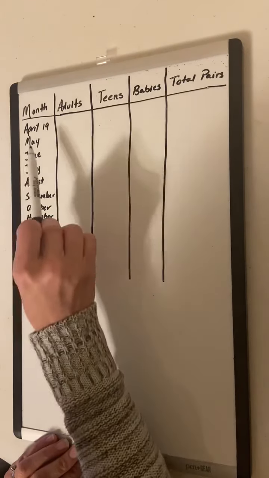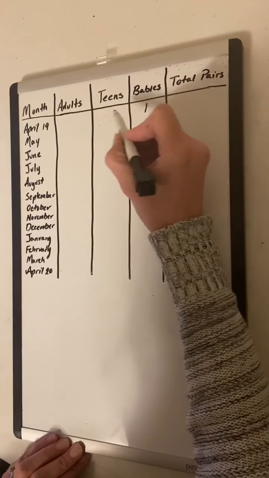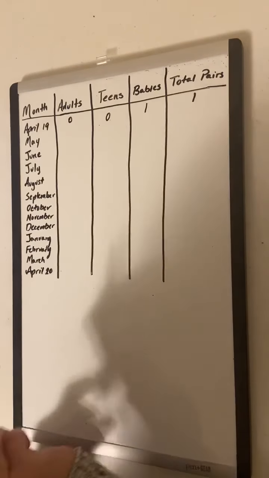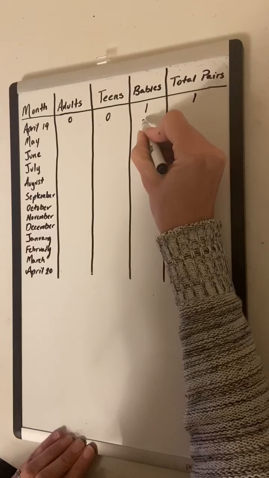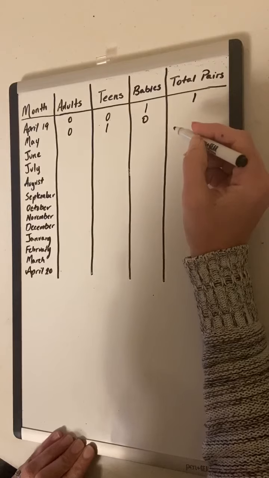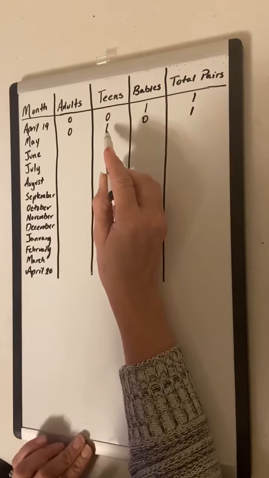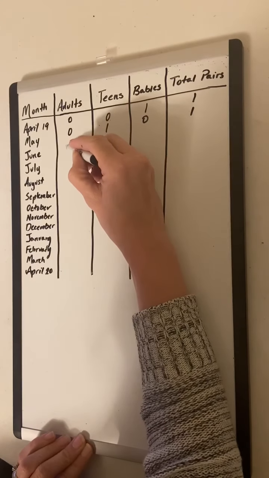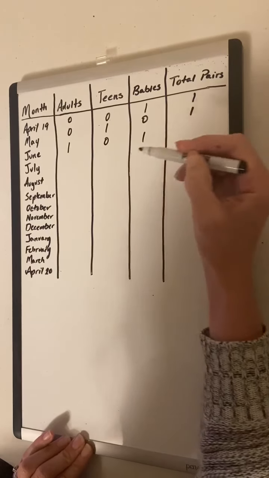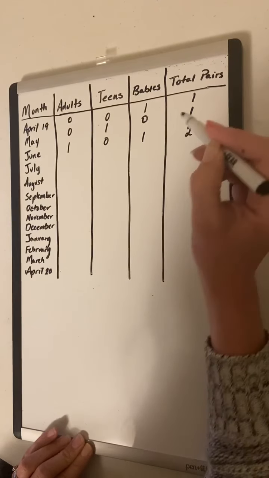So when she comes home in April of 19, she just has 1 pair of baby bunnies. And no teens, no adults, so there's 1 total pair. The next month, these little babies have matured to teens. They're a little in-between stage, right? So they still have a total then of just 1 pair. Now, as soon as these little teens become adults, they produce their own pair of babies, and then all together you're going to have 2 pairs.